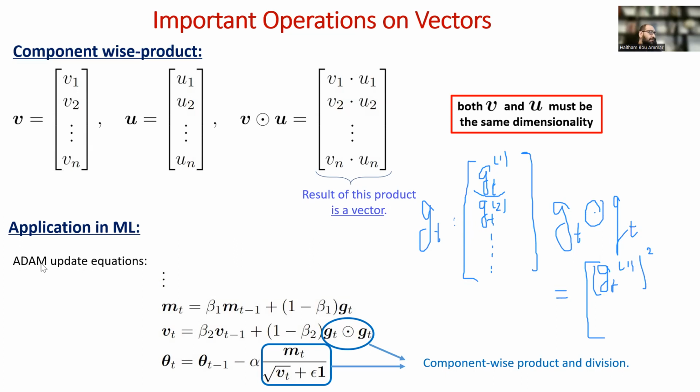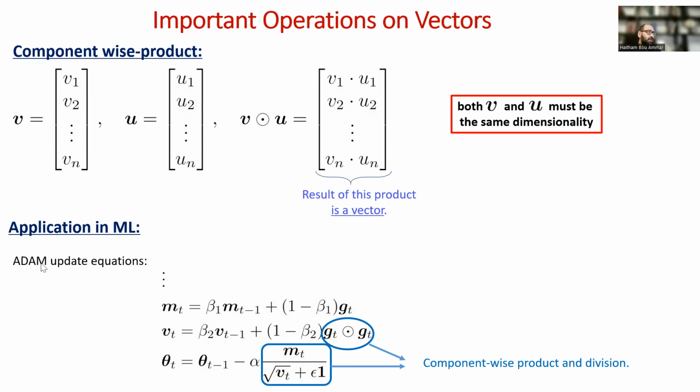And also you can have an element-wise division. So in Adam, we also do an element-wise division. So for example, here we have this vector mt, which is a vector, and we had vt, which is another vector. Remember, in that vt, we needed to do a component-wise product. And then in theta, we will have to divide mt by the square root of vt plus epsilon 1. So those are the Adam equations. If you've ever seen Adam, those are the Adam equations.